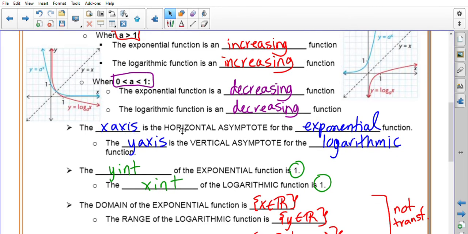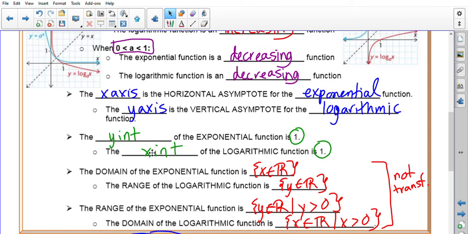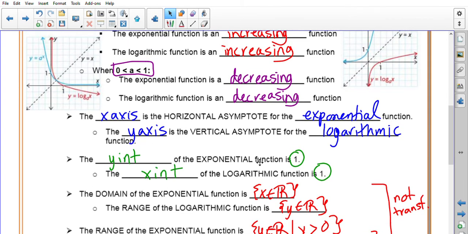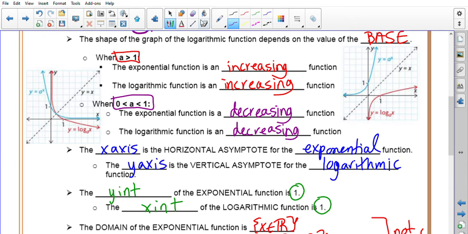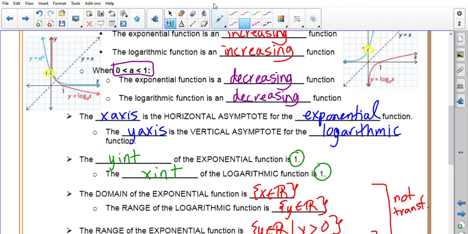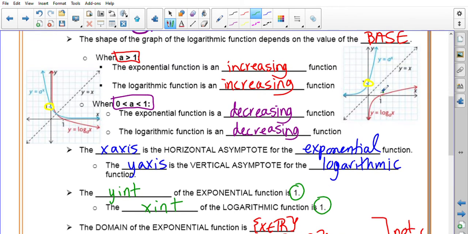We saw that the x-axis was the horizontal asymptote for the exponential function. With the switch of x and y, the y-axis became the vertical asymptote for the log function. The y-intercept of the exponential function was always 1, and because x and y switch, the x-intercept of the log function is always 1. So that's a new rule here: the x-intercept of log is always 1.